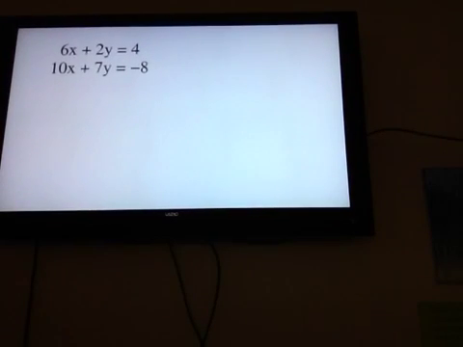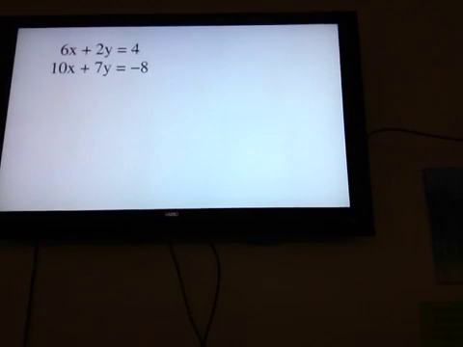Okay, in the fourth kind here, we have 3 so far. The first kind, we could add without doing anything, and something dropped out. In my second example, I had the same numbers, but I had to change the signs of them. In my third example, I had to multiply one of the equations.